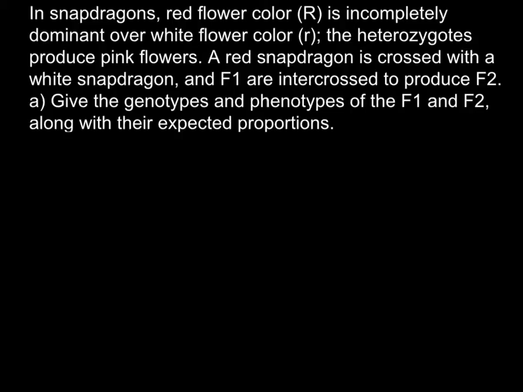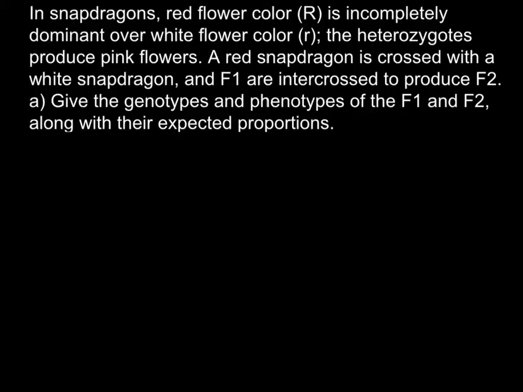Hi, in today's video I have a problem for you and 3 questions, and this is not simple Mendelian genetics because we have incomplete dominance. So here is a problem. In snapdragons, red flower color, that is capital R, is incompletely dominant over the white flower color, that is small r. The heterozygotes produce pink flowers. A red snapdragon is crossed with a white snapdragon, and F1 generation are intercrossed to produce F2 generation. So question A: give the genotypes and phenotypes of the F1 and F2 generation along with the expected proportions.